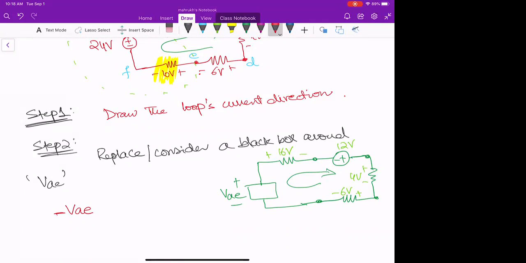So minus VAE plus 16 volts minus 12 volts plus 4 volts plus 6 volts is equal to 0. So it will become VAE is equal to 16 volts minus 2 volts, plus 2 volts, sorry, minus 14 volts, VAE, right?